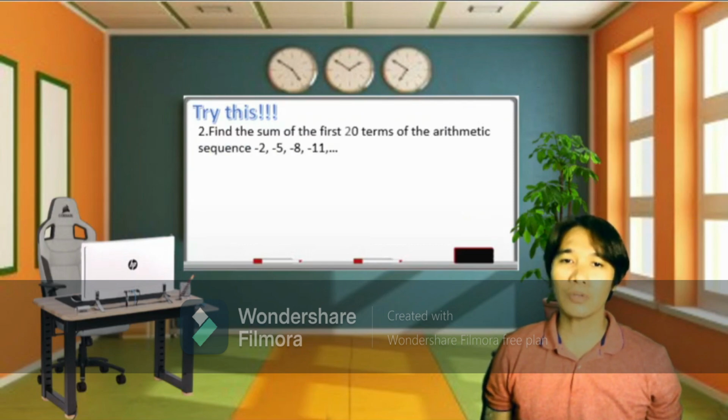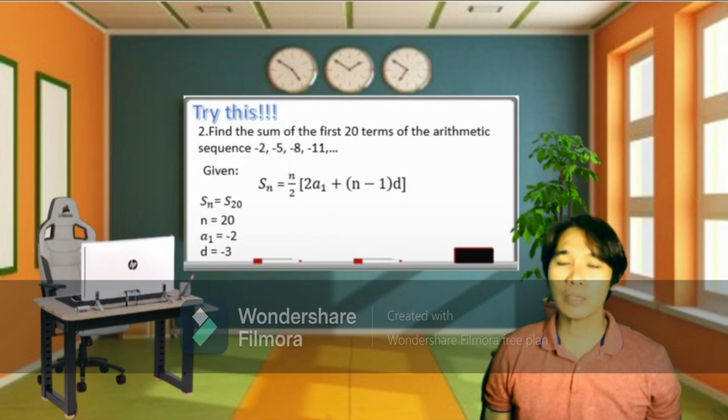Okay, so let's try another one. Find the sum of the first 20 terms of the arithmetic sequence negative 2, negative 5, negative 8, negative 11, and so on. So we have here the given S sub n is equal to S sub 20. Then n is equivalent to 20. Then a sub 1 is negative 2. And then d is negative 3, taken from subtracting negative 2 from negative 5, and negative 5 from negative 8, and so on. So that is the common difference, negative 3.